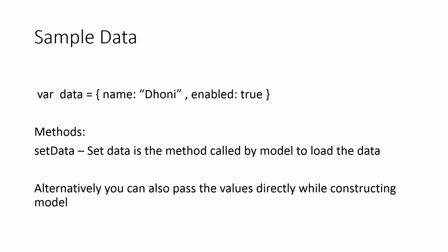Okay, so for this particular example, I'm just going to build some sample data, and the sample data is going to be in the JSON format, that is JavaScript Object Notation. So basically in JSON we write the values in the form of key value pairs. I'm just going to create two properties. One is the name property and another one is the enabled property.